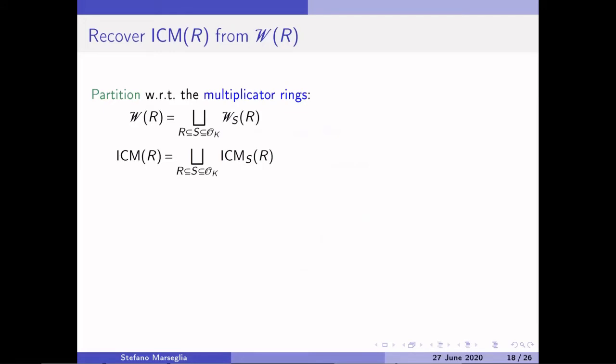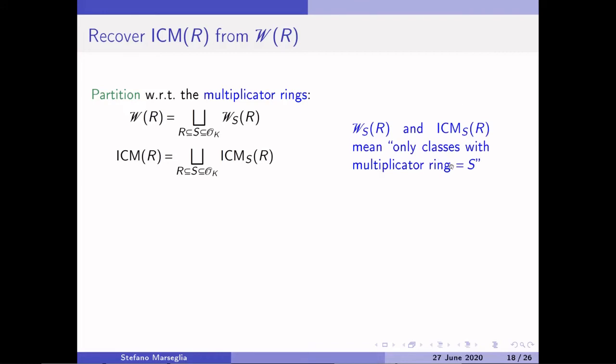Cool. So we can reconstruct the ideal class monoid of R from the monoid of the weak equivalence classes, but in order to do so, I have to partition these two monoids into sets which are divided by multiplicator rings. So I'm going to denote by W_S(R) the weak equivalence classes with multiplicator ring equal to S, and I'm going to do the same for the isomorphism classes. Since the multiplicator ring is an invariant of both the weak equivalence and the isomorphism relation, this is a disjoint union, and this is actually a real partition of these monoids.